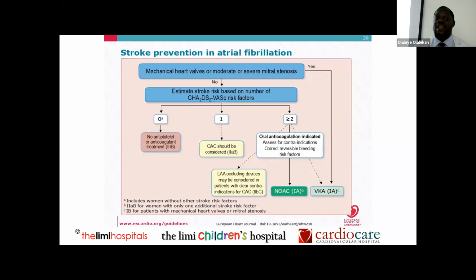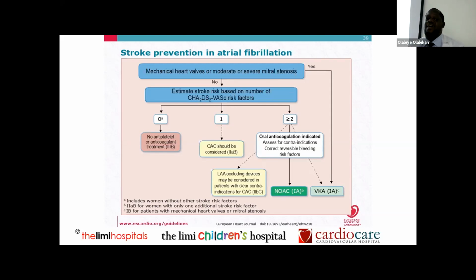It is actually preferred because, one, for stroke prevention, they are non-inferior when compared with warfarin. Then the risk of fatal bleeding, maybe cerebral bleeding, is even lesser compared to warfarin. The only thing that is a bit higher in patients on NOACs compared to warfarin is the risk of gastrointestinal bleed, and you can use omeprazole and other things like that to prevent that.